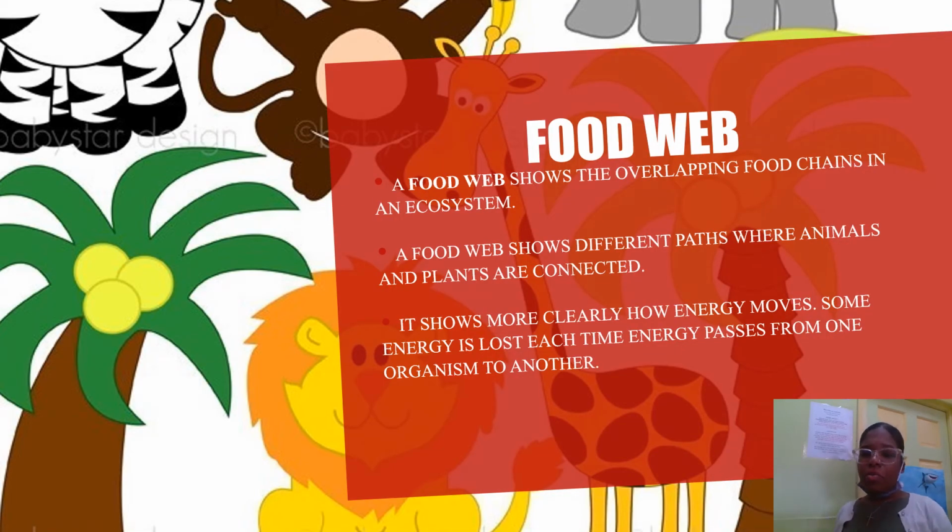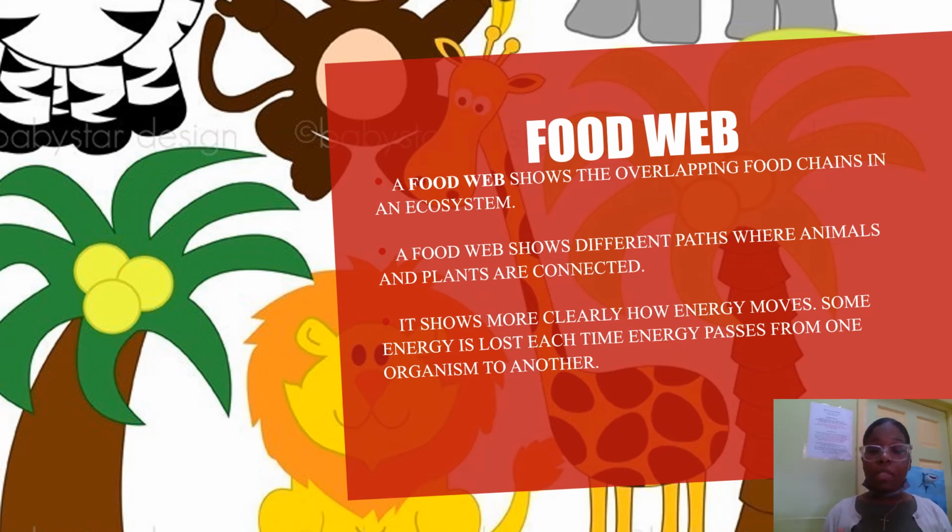Now let's talk about food webs. A food web shows the overlapping of food chains in an ecosystem. Who would have thought? A food web, a food chain. A food web shows different paths where animals and plants are connected. So a food web is showing us how food chains are connected to each other. Other animals and organisms are connected.